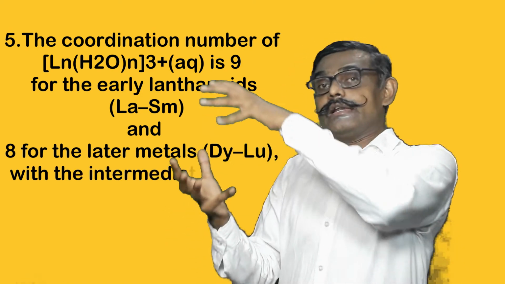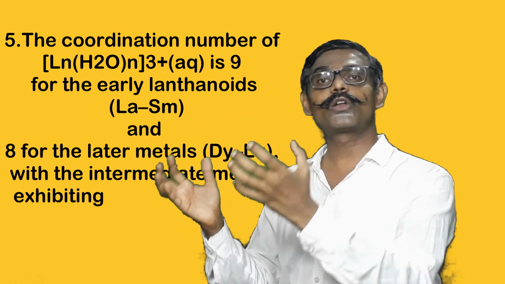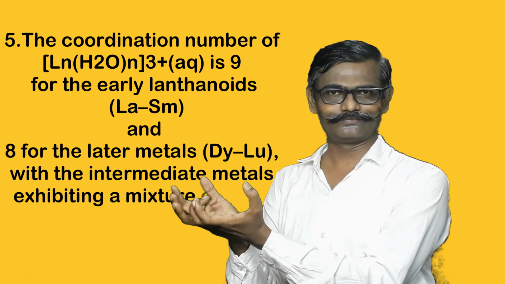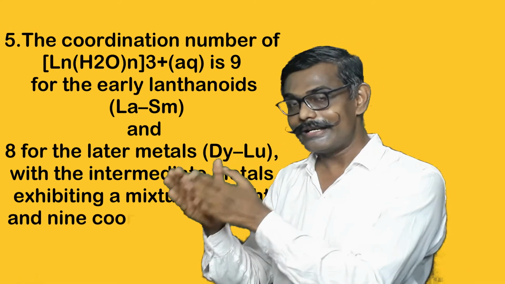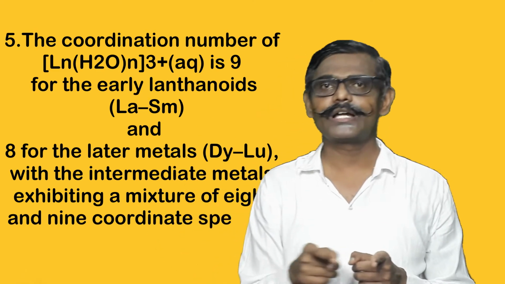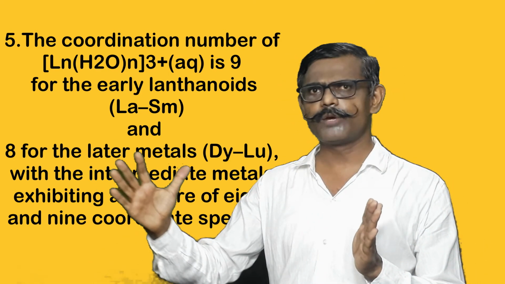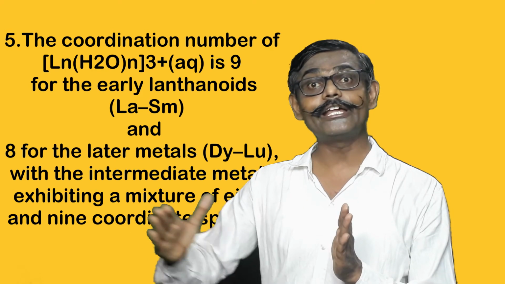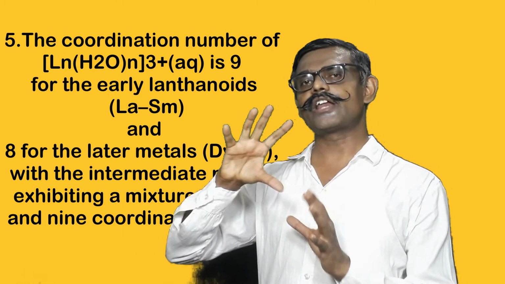Yes, for lanthanum+3, it was found that 9 water molecules can surround. So what is the coordination number? Generally, what is the coordination number for lanthanoids? A few followers after lanthanum, up to samarium+3, the coordination number was found to be majorly 9. It is due to their relatively larger sizes.